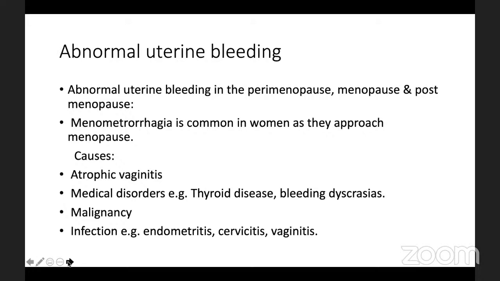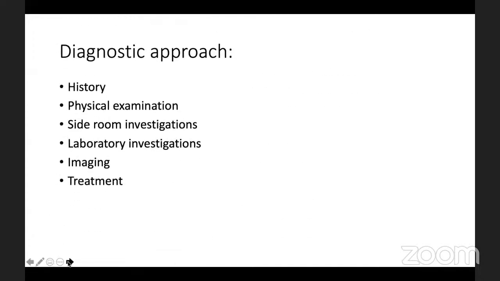Then there's also infection, endometritis, cervicitis, and vaginitis. Okay, next slide. Diagnostic approach.